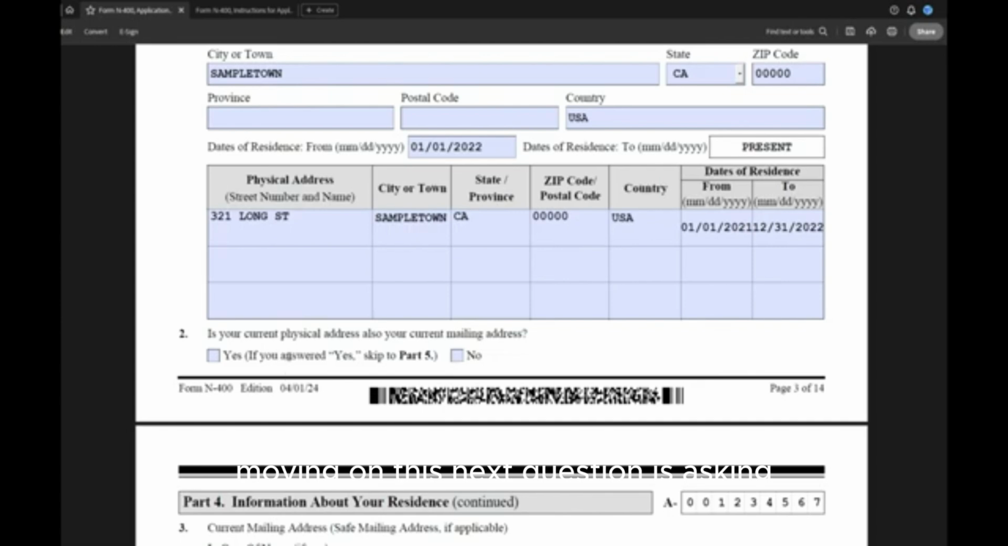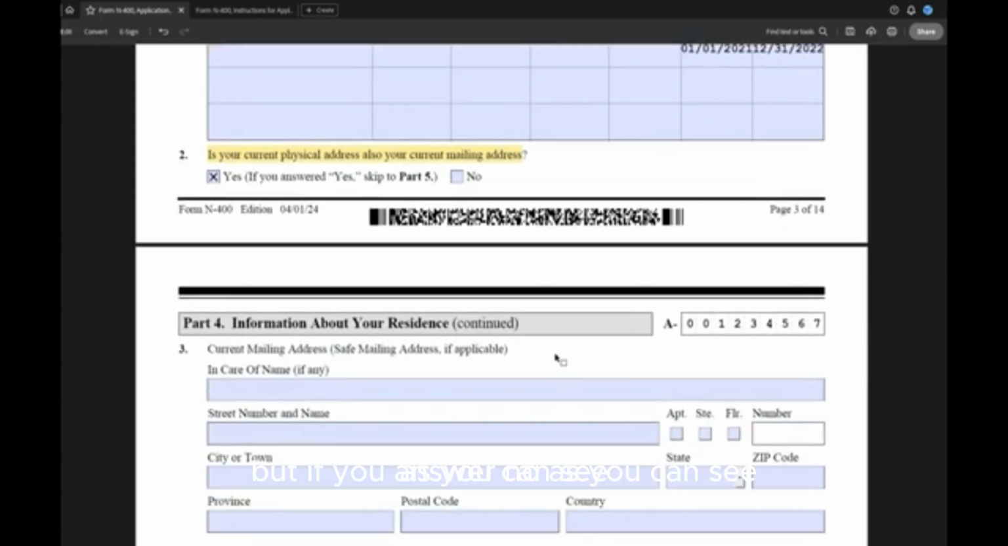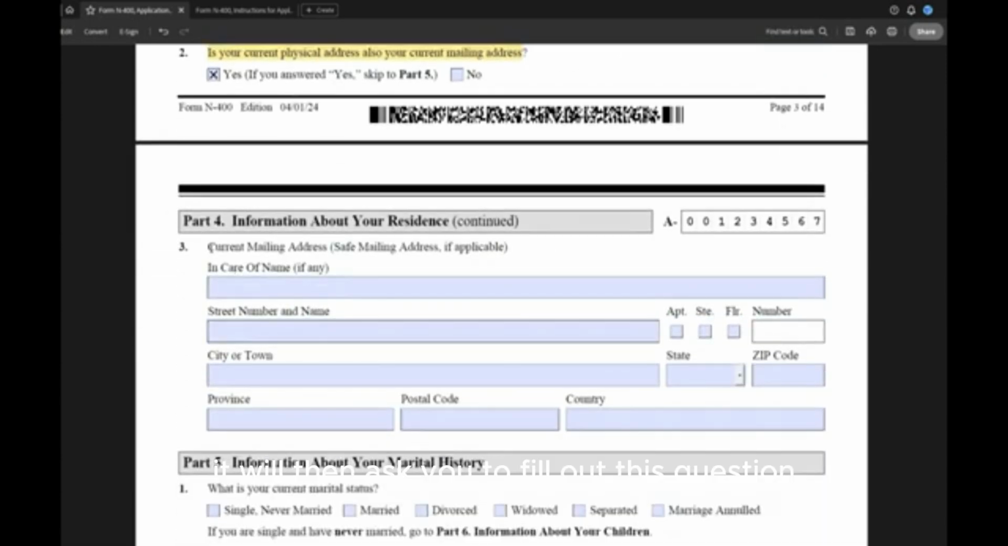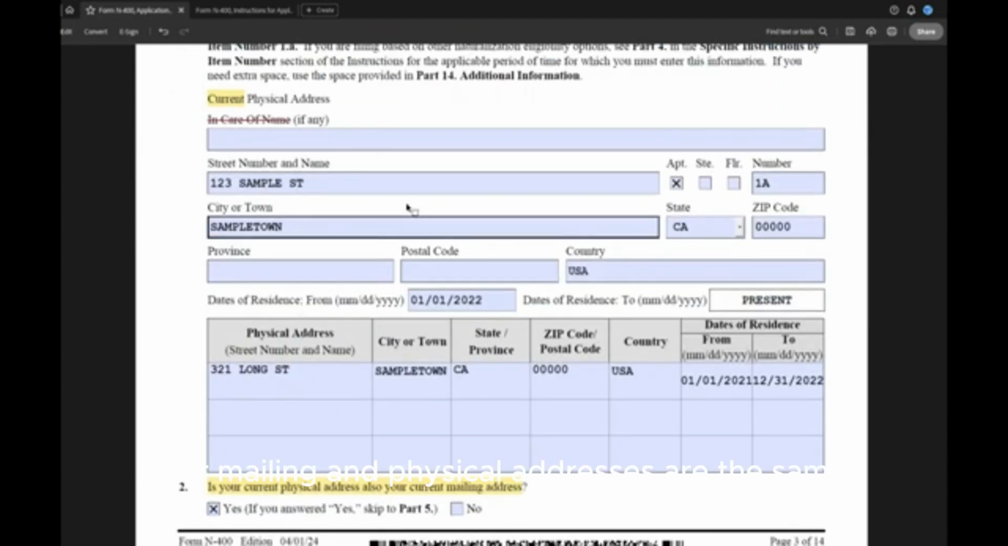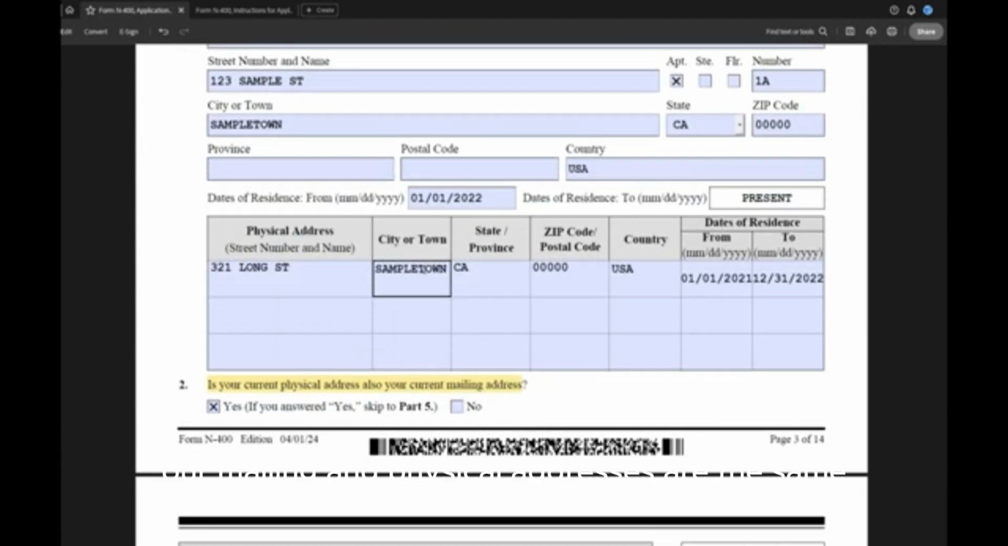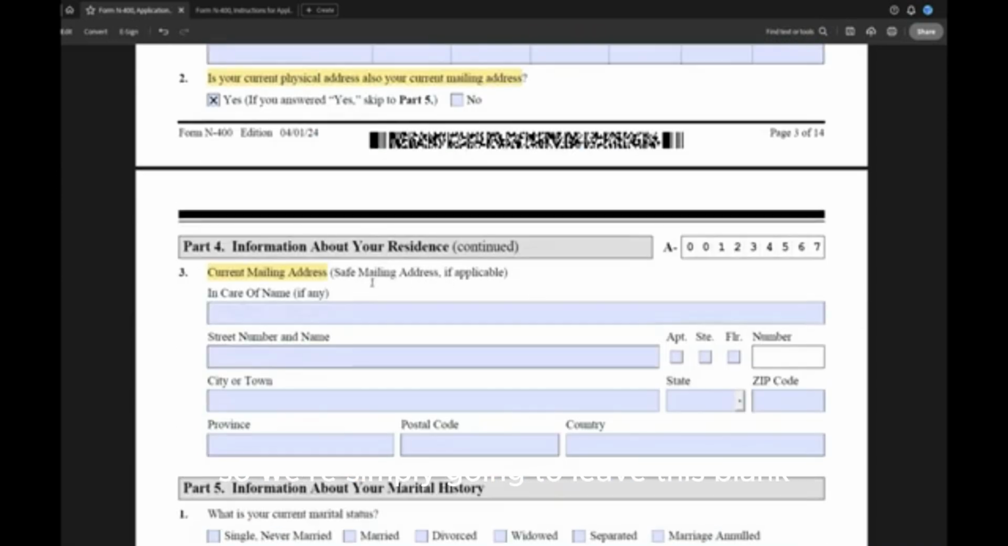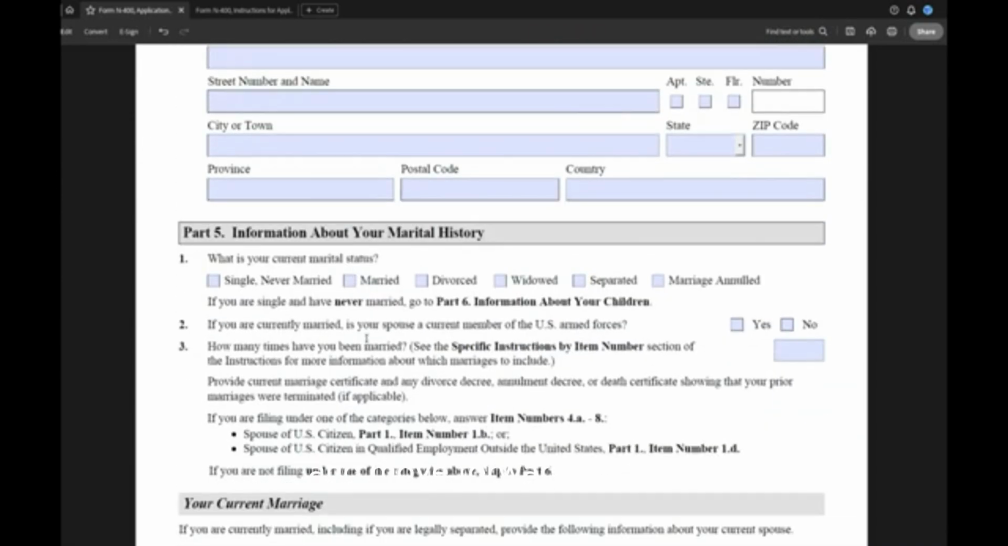Moving on. This next question is asking if your current physical address is the same as the mailing address. If you answer yes, then there's nothing else you need to do. But if you answer no, as you can see, it will then ask you to fill out this question to provide your current mailing address. In our case, our mailing and physical addresses are the same, so we're simply going to leave this blank and move forward to part 5.